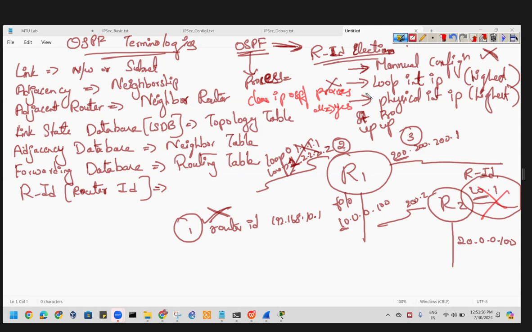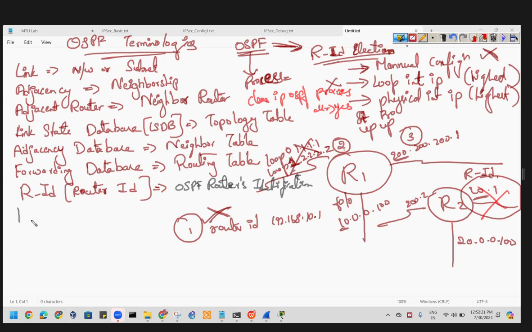So router ID election happens. This is the OSPF routers identification, routers identification in the entire topology.